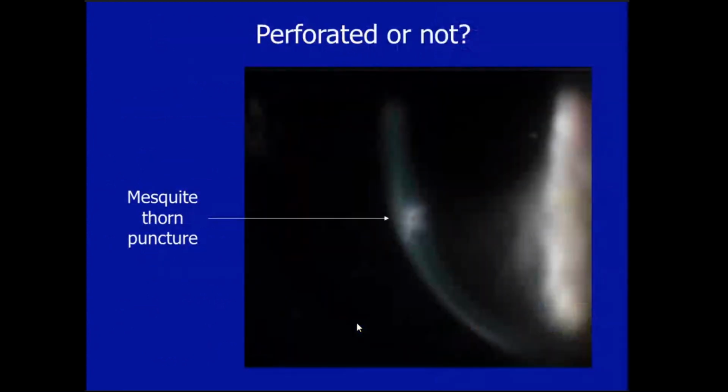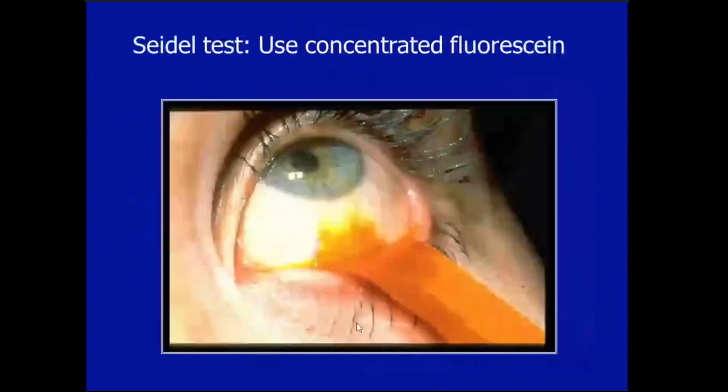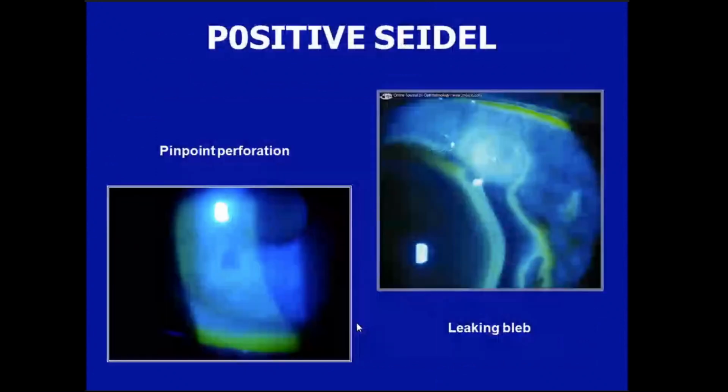In some cases, when we see small injuries, for example in the cornea, we can't say exactly whether it is penetrating or not. We use fluorescein, which helps us to say whether it is a penetrating eye wound or not. Not. Here we see that this is a penetrating eye wound.